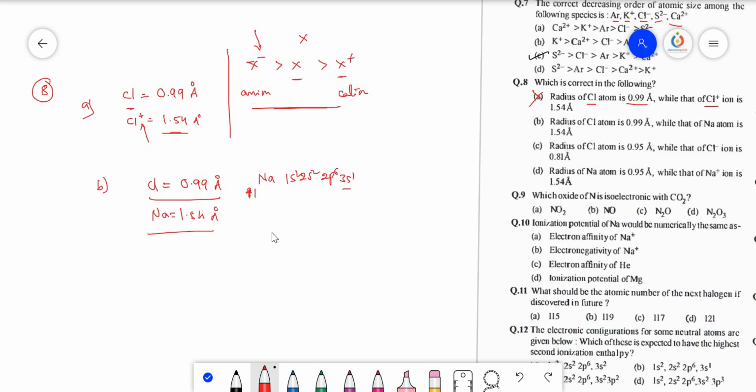And chlorine, if you see, atomic number is 17, electronic configuration 1s2, 2s2, 2p6, 3s2, 3p5. So both of these atoms belong to the same period. So along the period from left to right in the periodic table, atomic size decreases. So sodium size, no doubt it is more than the chlorine atom. So option B is correct.